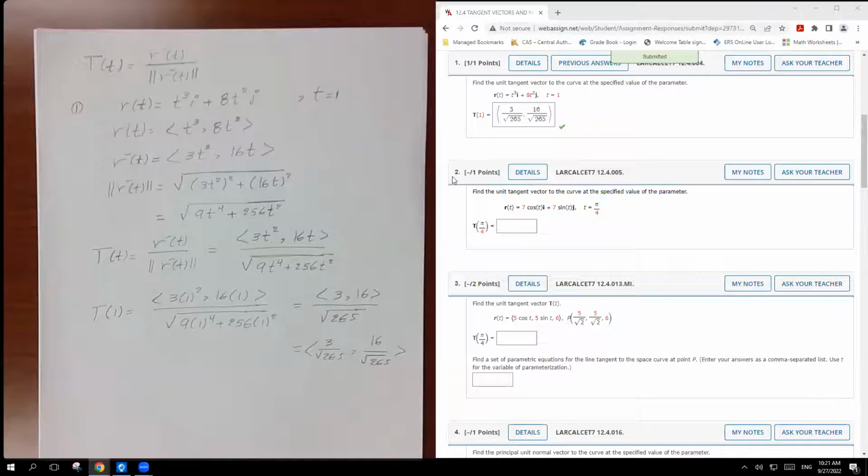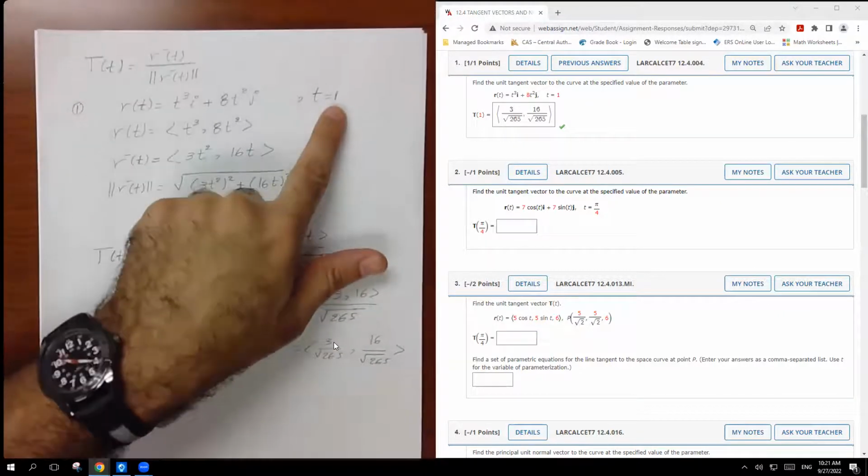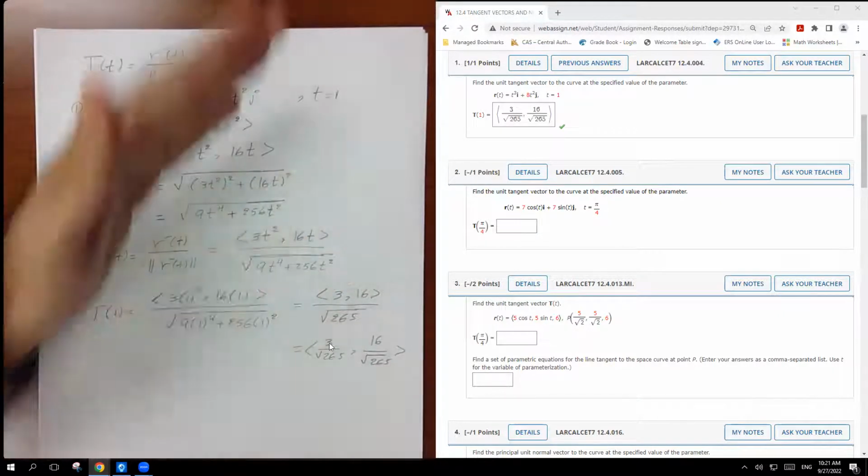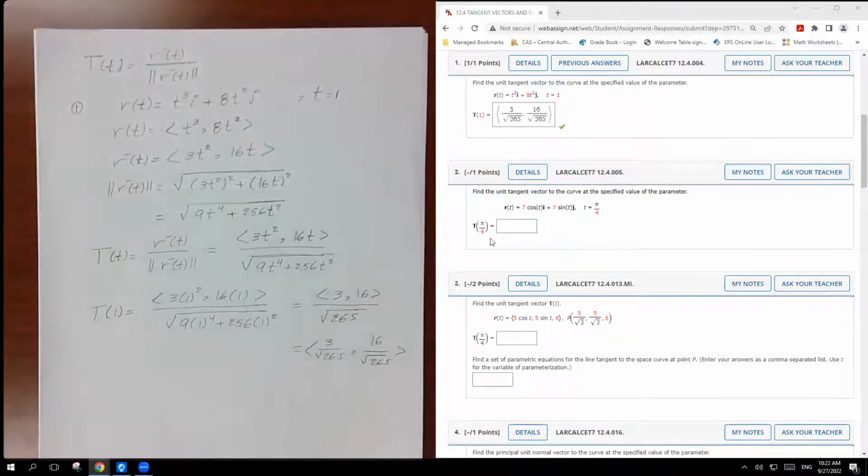Because you can't simplify 265, just keep it like this. This is the unit tangent vector for this curve, or position vector r of t. But if you can simplify it, you have to simplify it, because if you have a different value of t, like t equal 4, you can simplify it. So this is the first question.